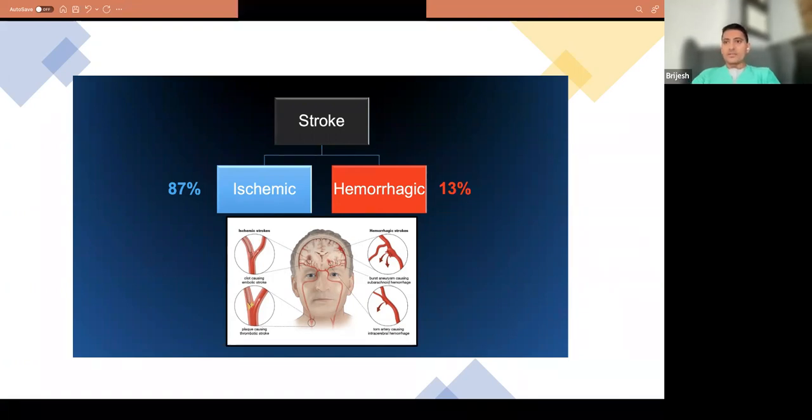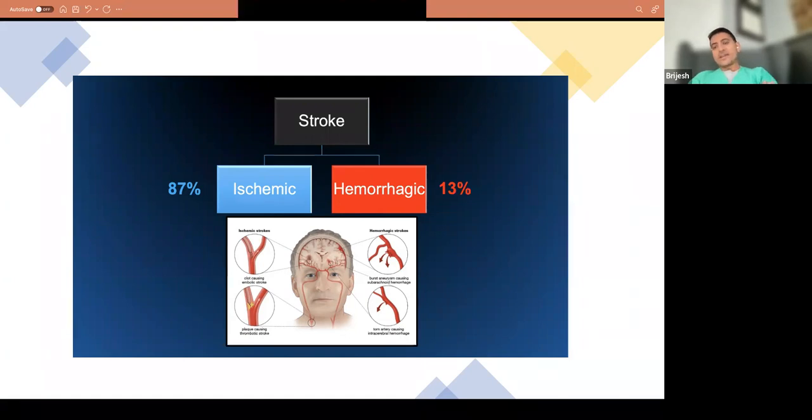What we call a stroke is a brain attack. And so almost 90% of all strokes that we see in the hospital are due to blockages of arteries in the brain. And then the remaining about 10 to 12% are due to bleeding in the brain. And what many people in the community may not know is that a bleed in the brain is also a stroke. It's what we call a hemorrhagic stroke.